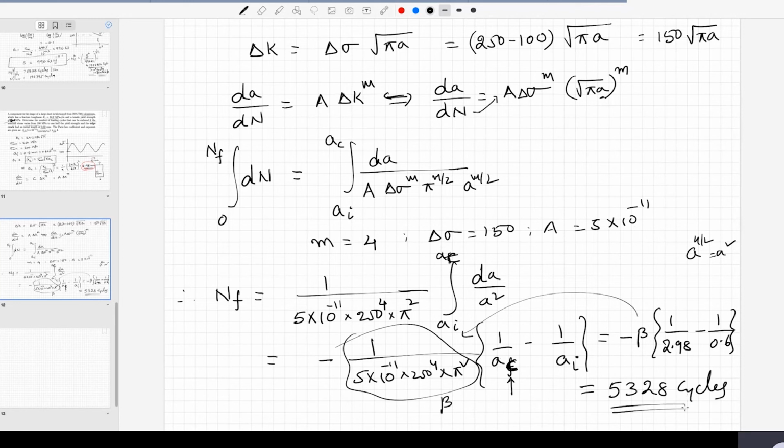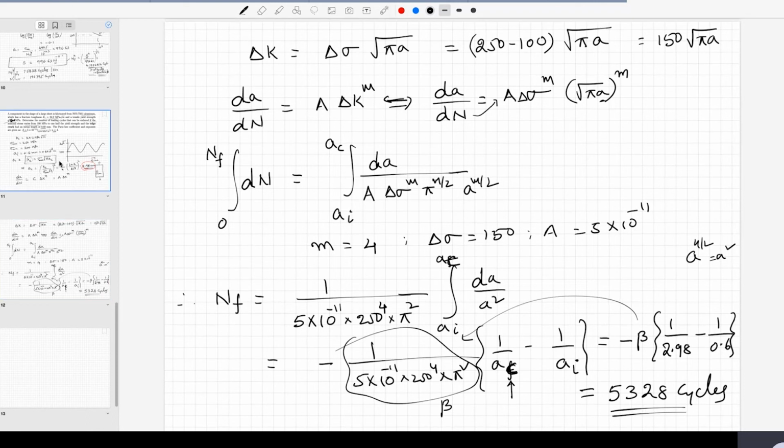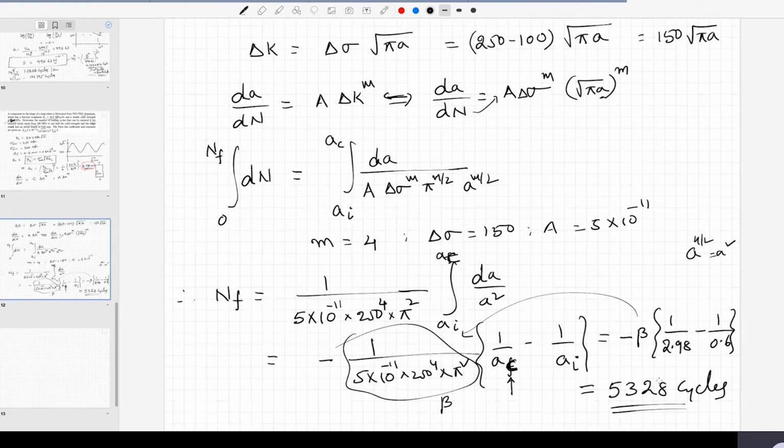So that means even if you have an initial crack of length 0.6 mm, you will still be able to retain the functionality until the number of cycles is about 5,328 cycles. Until then, the specimen will be safe. Okay, so with that, I will stop here. And in the next class, we will look at how fatigue problems are to be solved in the presence of notches.